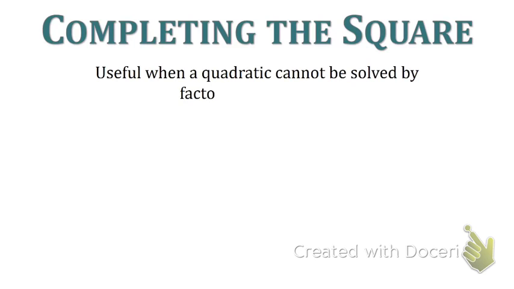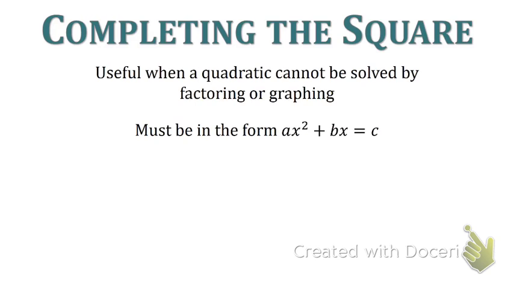Well, completing the square is useful because we can use it to solve a quadratic whenever we can't factor and whenever we cannot graph. We haven't learned how to graph yet, but we did learn how to factor in the previous video. Now, for completing the square, your function must be in the form ax squared plus bx equals c.